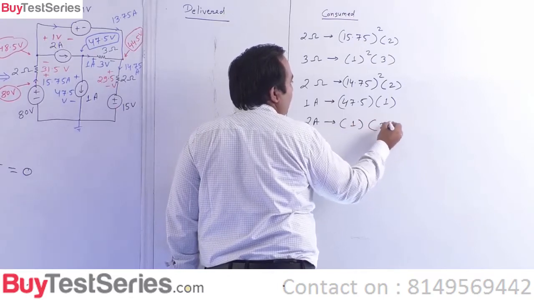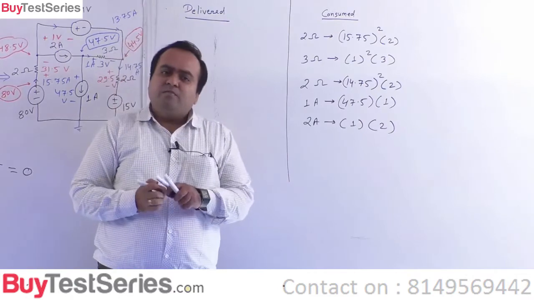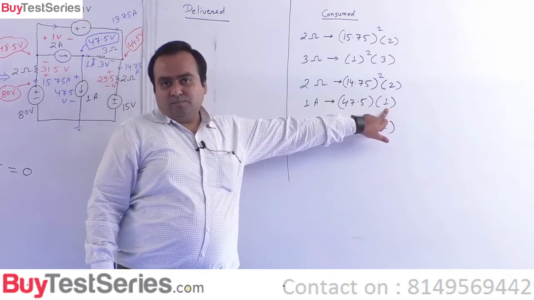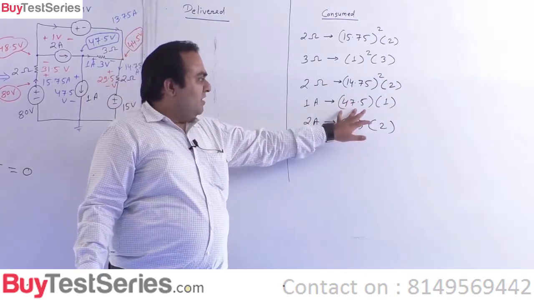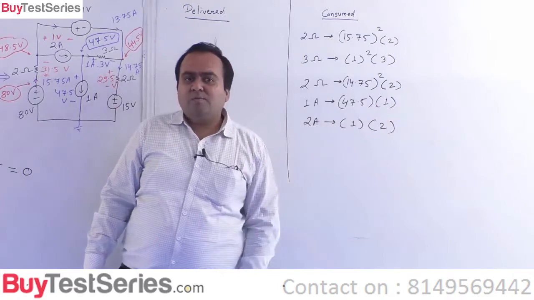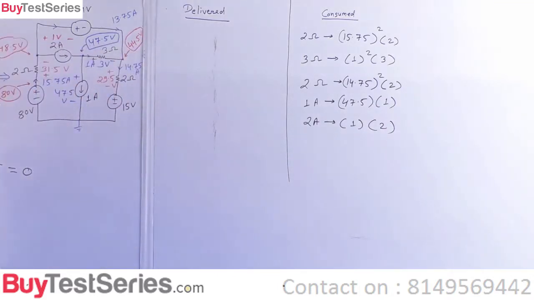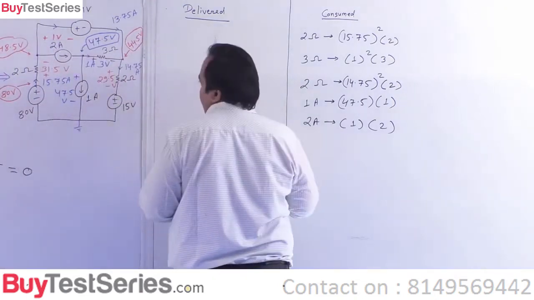1 into 2. For the voltage and current sources, we simply follow a convention. We write the voltage first and then the current. Is this okay? You can write it either way, but it is just a convention. We write the voltage first and then the current, because V into I dimensionally is what the power is. Is this okay? So this 2 ampere is consuming.